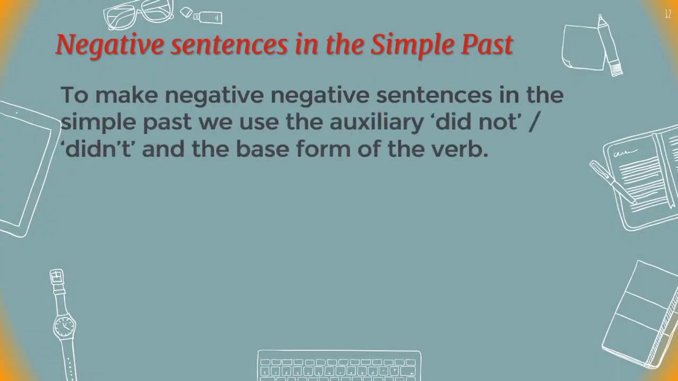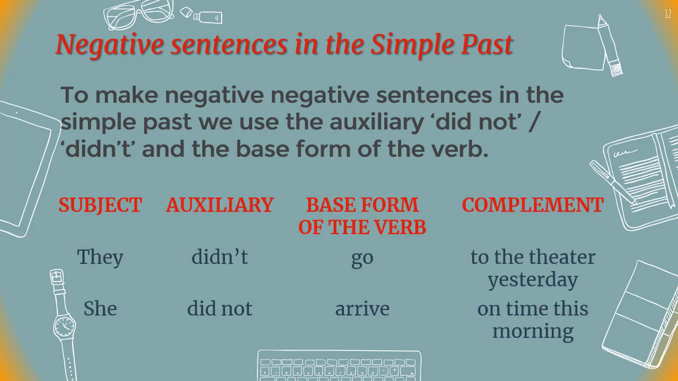The negative part. To make the negative, we need to use our auxiliary didn't or did not, and the base form of the verb. Entonces, siempre que voy a hacer una oración negativa, necesito el auxiliar y la forma base del verbo. ¿Listo? For example, they didn't go.